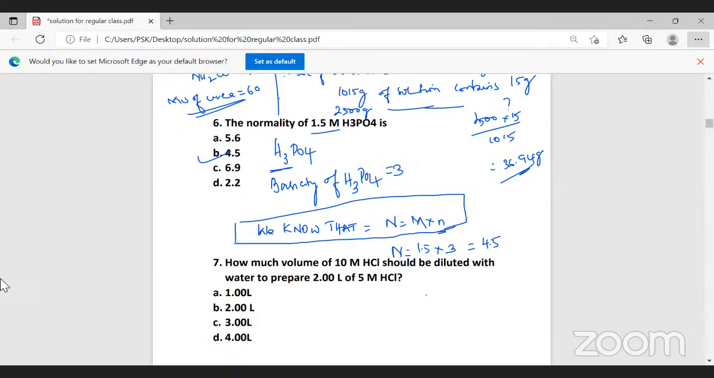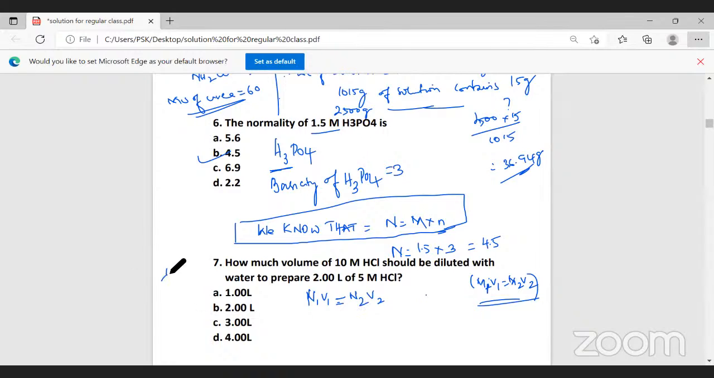Now, do you remember this formula anywhere, N1V1 is equal to N2V2? Or M1V1 is equal to M2V2? Have you used this formula in any titration in the first year? In titrations, to calculate the normality of the unknown, they use this formula N1V1 is equal to N2V2. Normality of one solution into volume of one solution will be equal to normality into volume of the second solution. What does it mean?